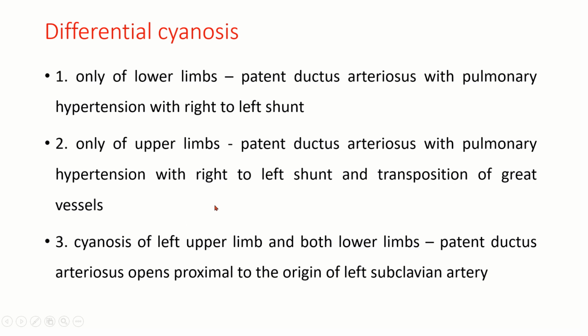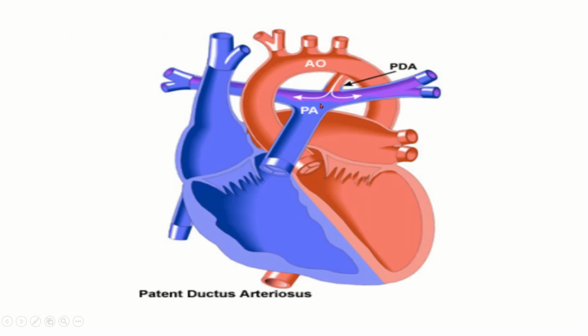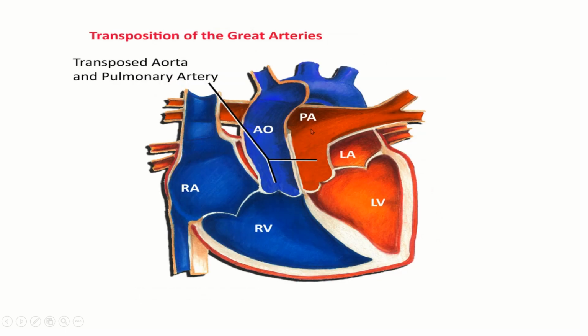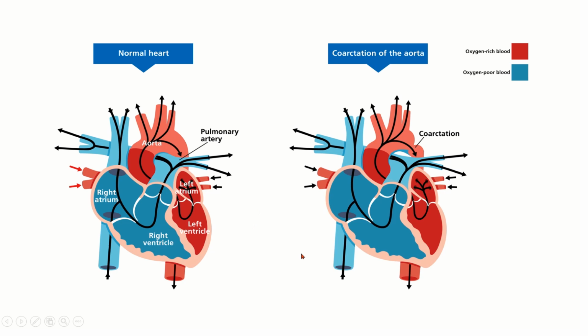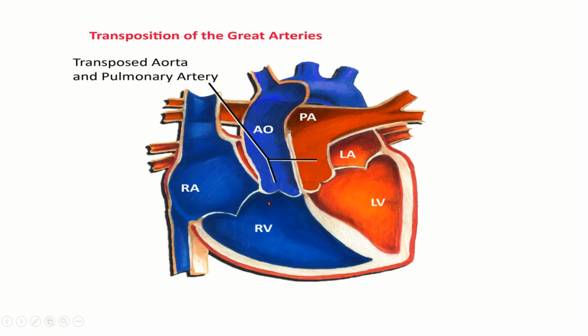This is differential cyanosis. You can see here, this is the patent ductus arteriosus connecting pulmonary artery to the arch of aorta. And you can see here, there is a transposition of great vessels. This is the aorta and this is the pulmonary artery. Pulmonary artery should open into right ventricle and aorta should open into left ventricle, but there is transposition of the two great vessels. And this is the normal heart, and you can see this is the coarctation of aorta, with constriction of the arch of aorta. I am just showing you different anomalies of heart.